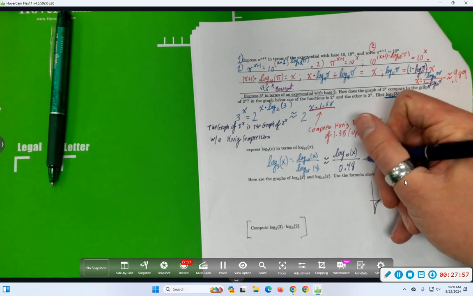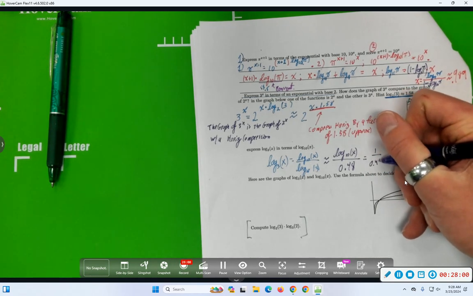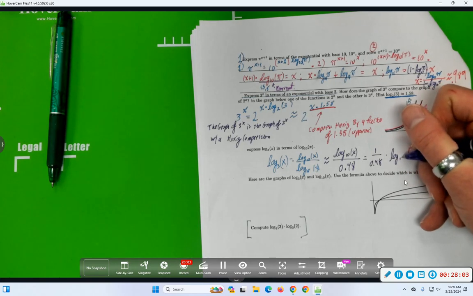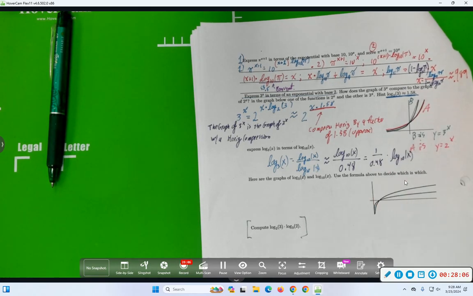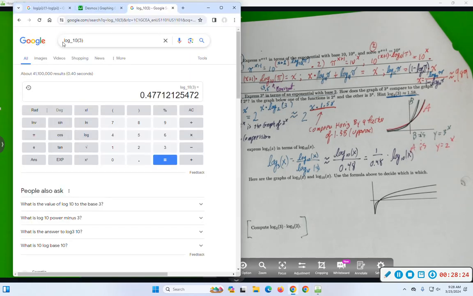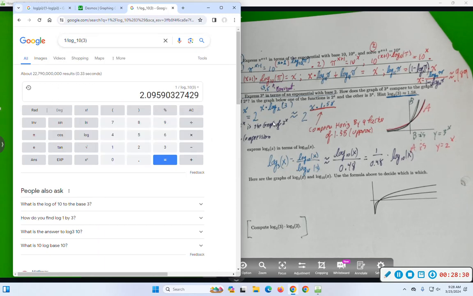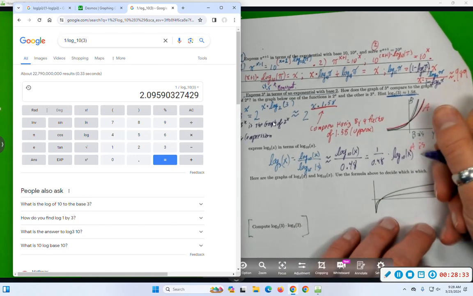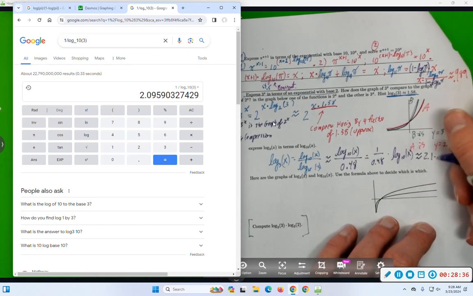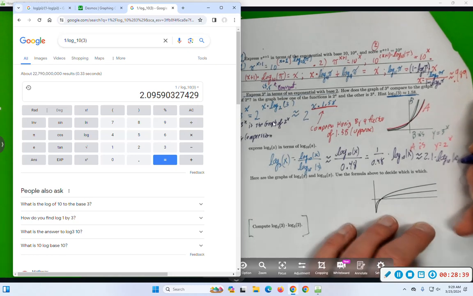So let's rewrite that just a little bit. So that's 1 over 0.48 times log base 10 of x. Without using a calculator, 1 over 0.48, what is that pretty close to? Yeah, but what's 1 over a half? 2. So if you don't like that, then we can actually use a machine. 1 over log base 10 of 3 is around 2.09. So it's about 2.1 times the log base 10 of x.